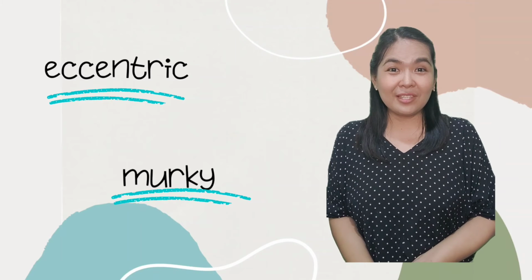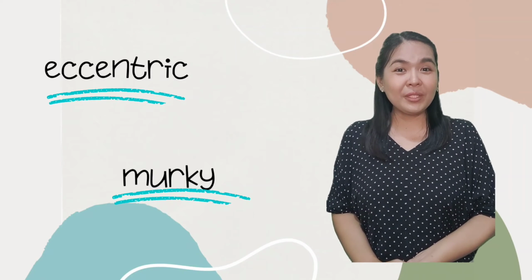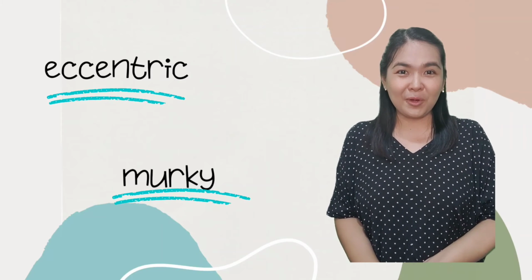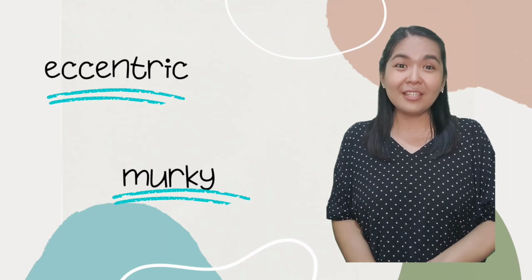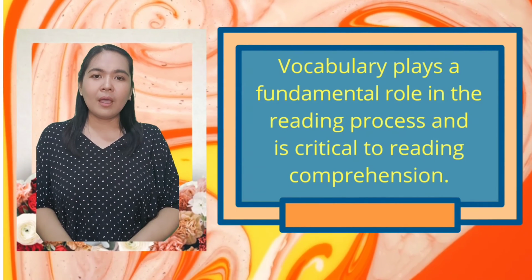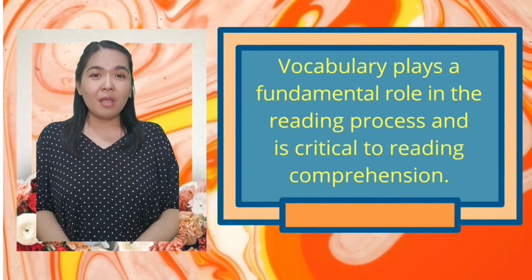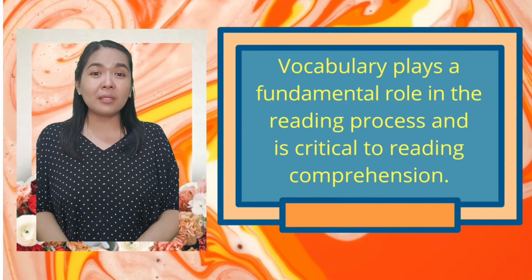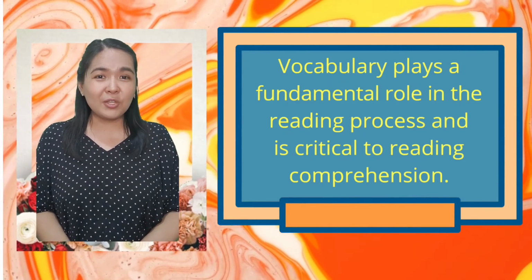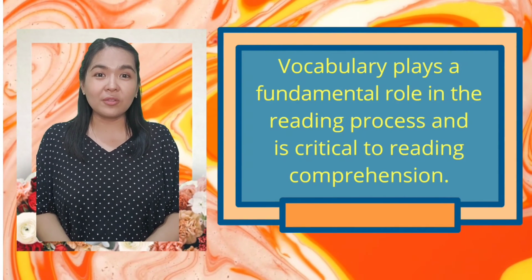I want you to look at these words: eccentric and murky. Do you know what they mean? Some of you may or may not know the meaning of these words, except if you look for it in the dictionary. According to www.readingrockets.com, vocabulary plays a fundamental role in the reading process and is critical to reading comprehension. Readers cannot understand what they are reading without knowing what most of the words mean.